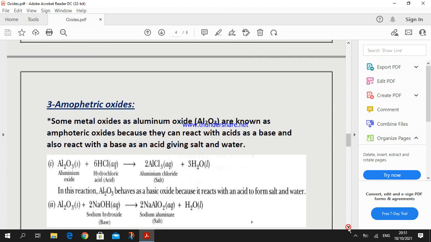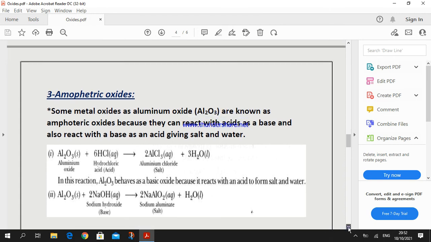The third type of oxides is known as amphoteric oxide, okay? Some metal oxides, such as aluminium oxide, Al2O3, are known as amphoteric oxides. Why? Because they can react with acid as a base and also can react with base as an acid, giving us salt and water. Look at the chemical equation.